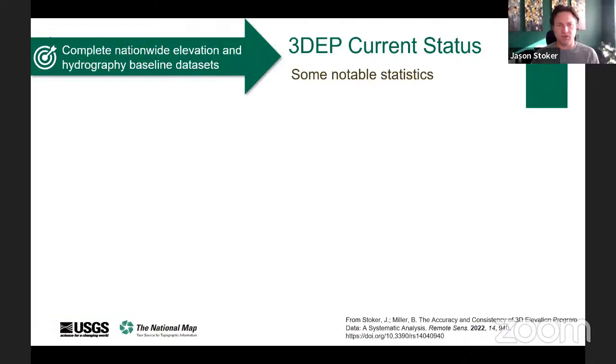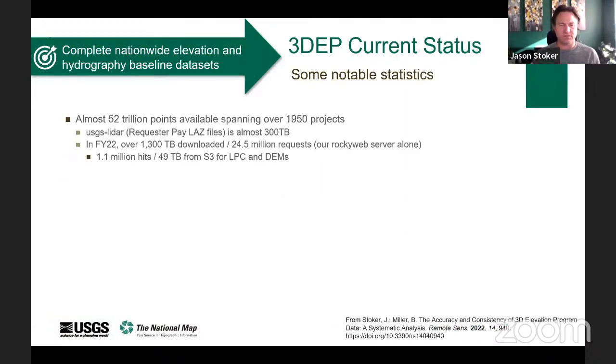Just wanted to drop some notable statistics here in case you weren't aware. We have a lot of data in the 3DEP repository now. It's almost 52 trillion points that are available. And as I mentioned, it's a partnership project, so we're not a systematic national mapping program. We collect these data in discrete projects, and we have over 1,900 projects available. It's about 300 terabytes of data that we have available right now in LAZ format.